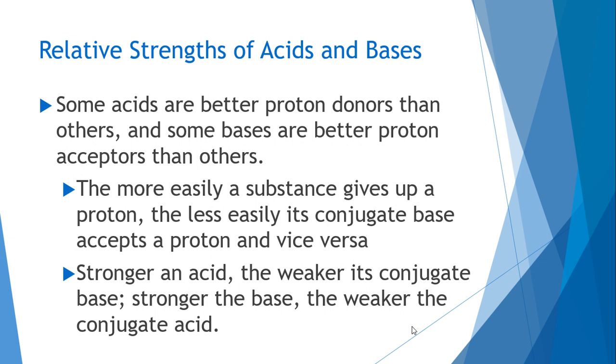One thing to note is the more easily a substance gives up a proton, the less easily its conjugate base is able to accept it, and vice versa. So typically, if you have a very strong acid, the weaker the conjugate base is going to be. The stronger the base, the weaker the conjugate acid. They're kind of like opposites of each other.